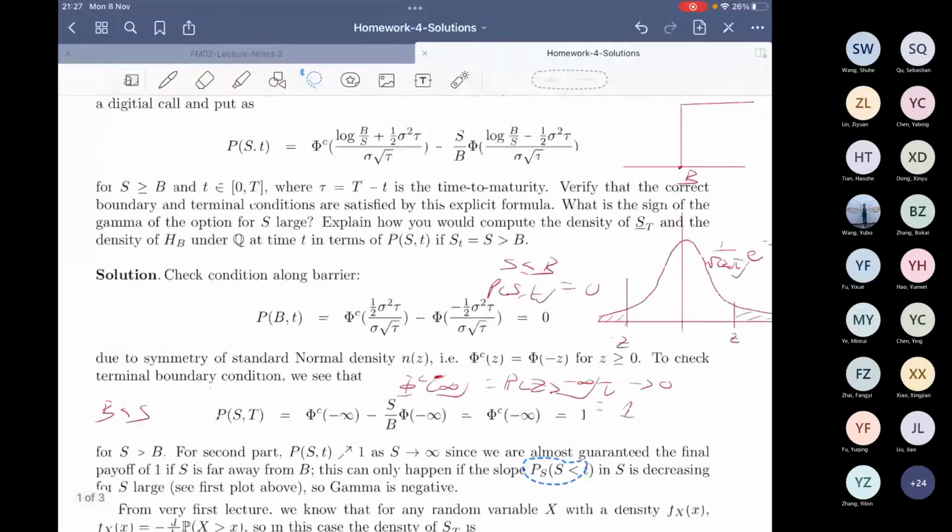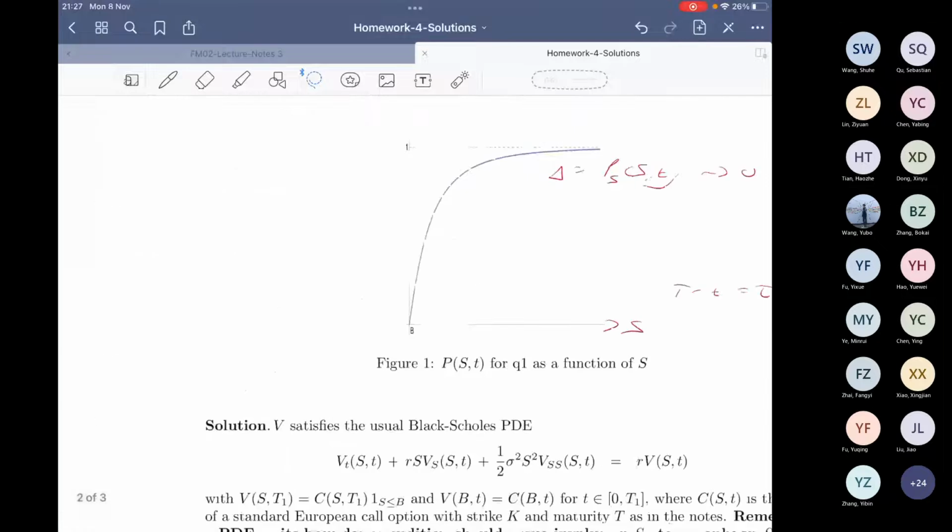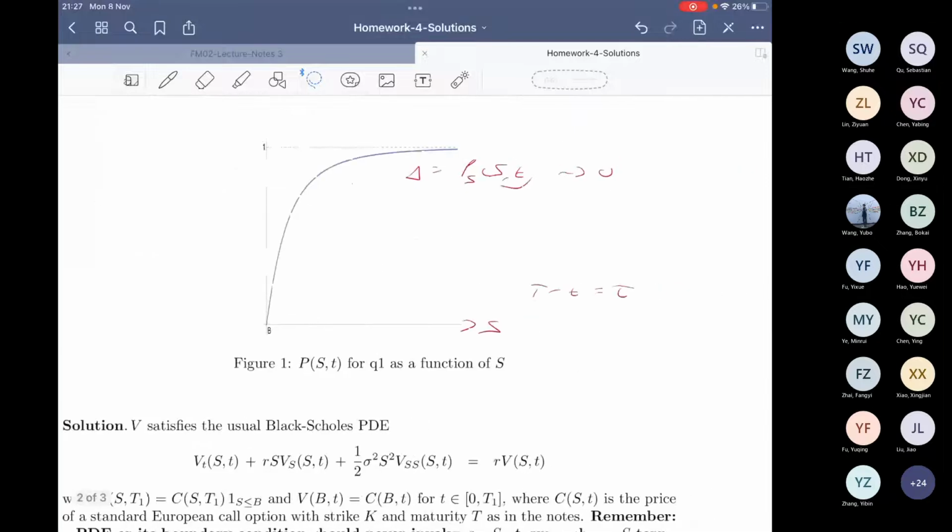Oh, okay. Sorry. So I was asking about what is the sign of the gamma of the option. All right, so it's slightly different to what I thought I was asking you. So the slope of this line, here it's quite strongly positive, whereas here you can see that the slope is tending to 0. So the slope around here is quite small.